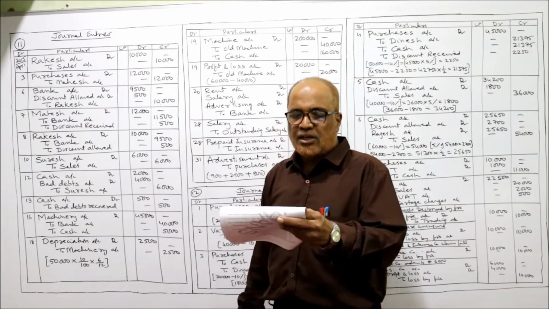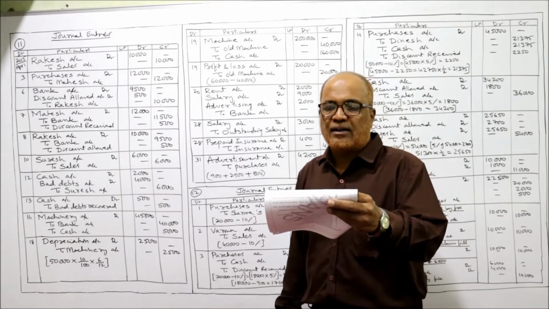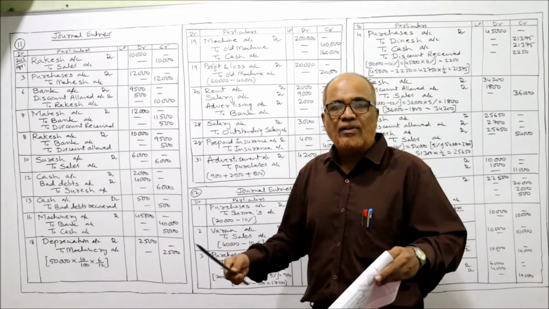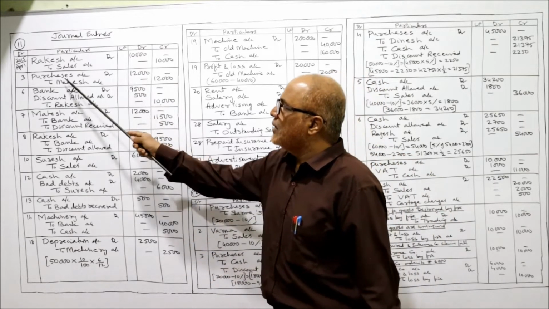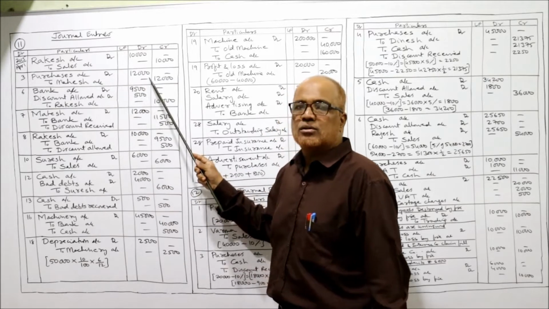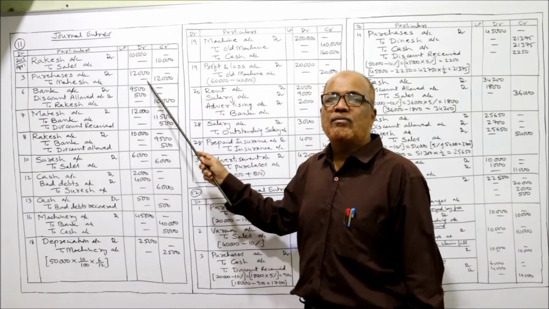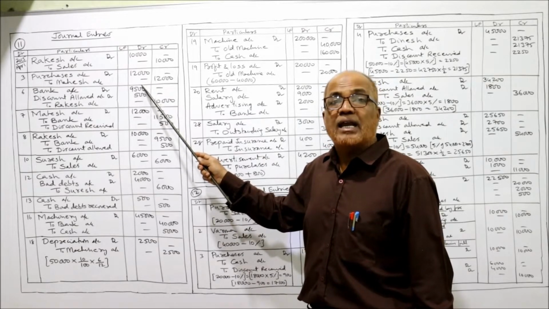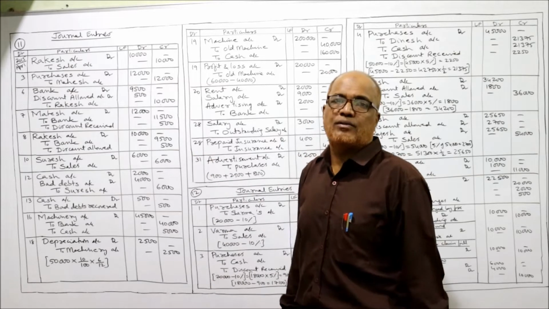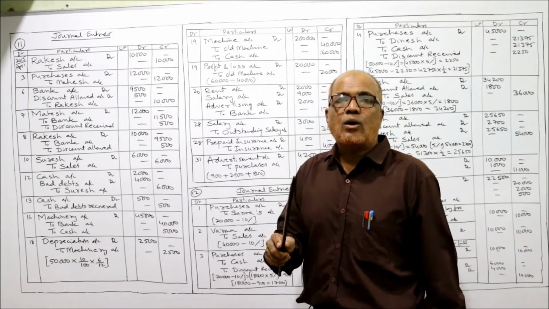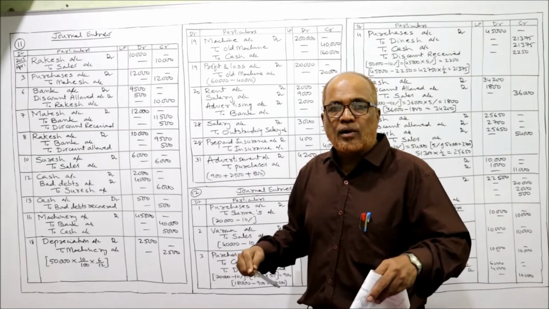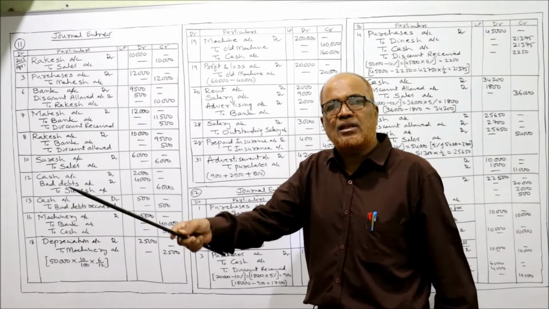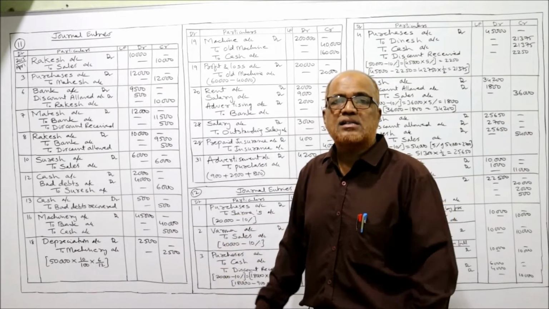Now next, 7th. Check issued to Mahesh 11,500 in full settlement of account. Actually, we have purchased from Mahesh 12,000. Purchases account debit to Mahesh 12,000. So we have to pay 12,000, but we are not paying 12,000. We are paying only 11,500. So we are getting a discount of 500 rupees. Discount allowed will be debited, discount received will be credited. Now instead of paying 12,000, we are paying 11,500 and we are getting a discount of 500.